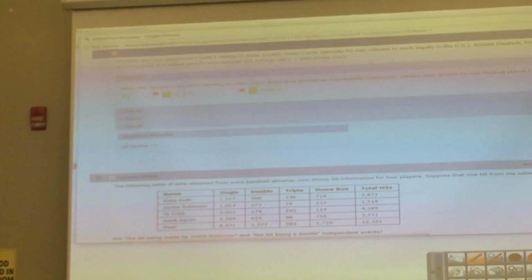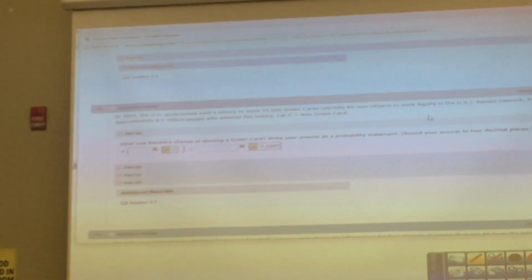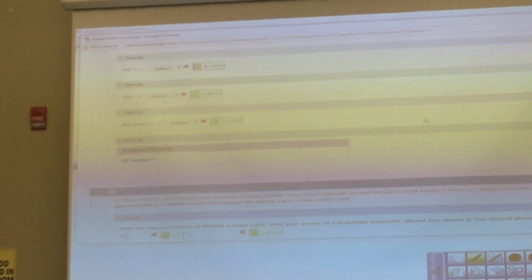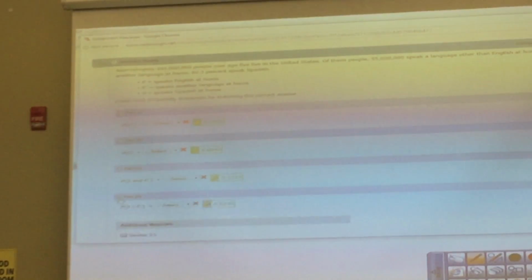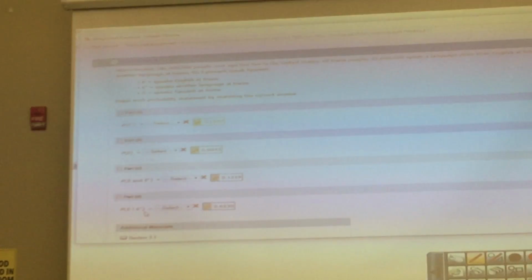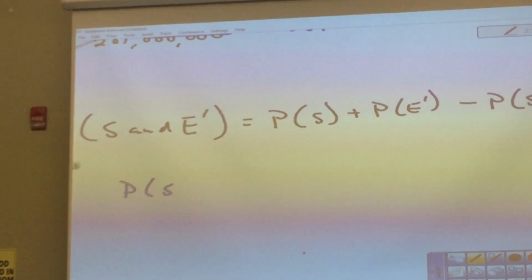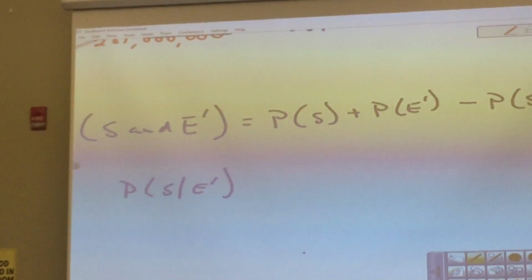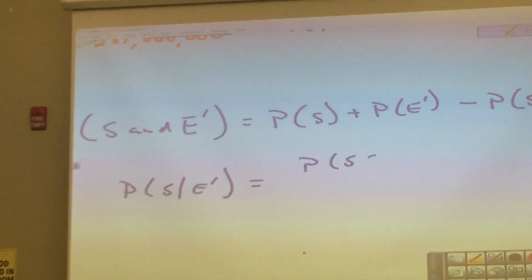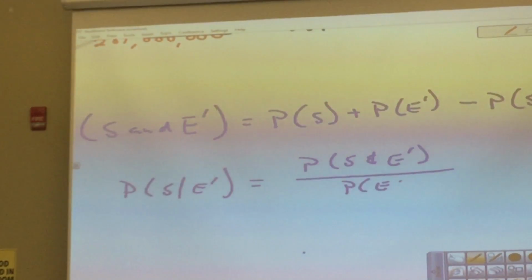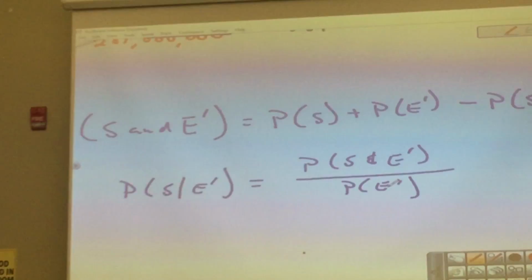Can you do the last one of that one though? Which one? It's the given one, given not E. So it's the probability of Spanish given not English, which would be the probability of Spanish and English not, divided by the probability of English not. Got it.